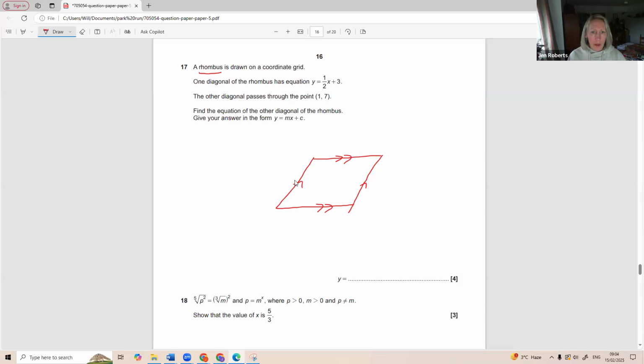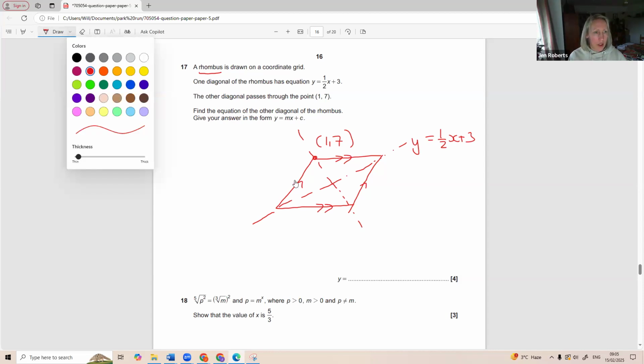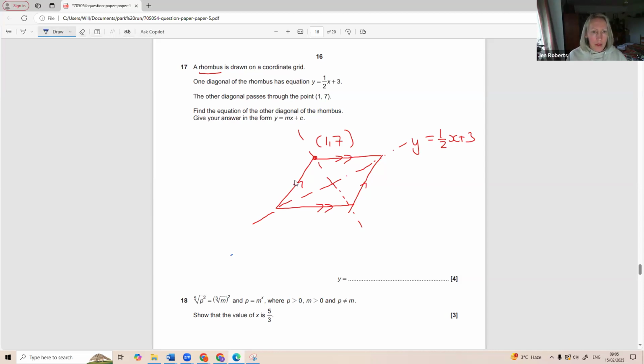One diagonal of the rhombus has equation y equals half x plus 3. So got a positive gradient here. So this diagonal here, I'm going to say is y equals half x plus 3. The other diagonal passes through the point (1, 7). I'm going to call this coordinate here (1, 7). Could have called the other coordinate (1, 7). It doesn't really matter. Let me just change the colour on this for a bit. Find the equation of the other diagonal of the rhombus. Give your answer in the form y equals mx plus c.